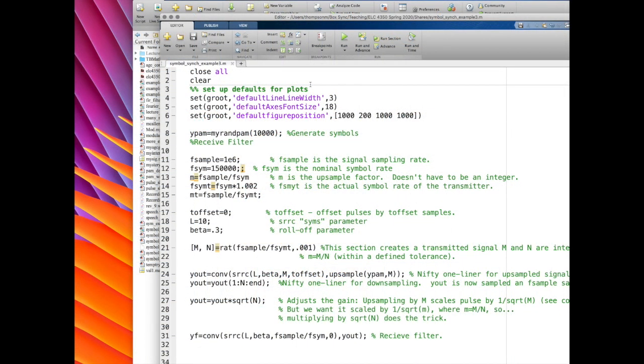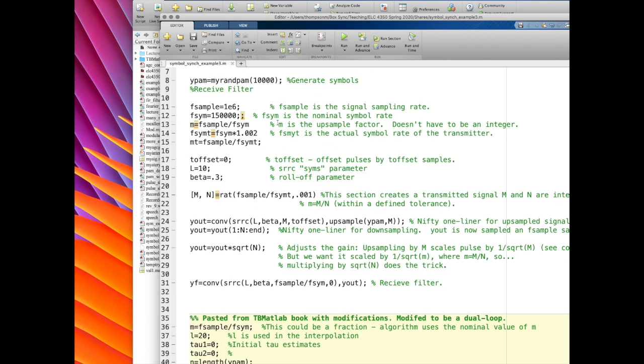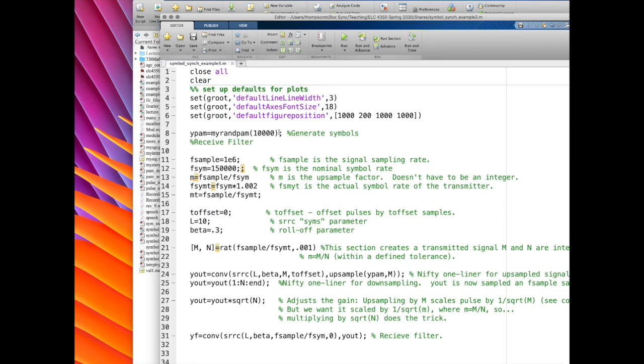Okay, let's go over the Matlab code for this example where we have a symbol transmission rate mismatch between the nominal rate and the actual rate used by the transmitter. I do these over and over, and I'm hoping the repetition will help it sink in. So let's just go over everything real quickly. We first generate a sequence of symbols. All right, I assign a sampling rate to this.